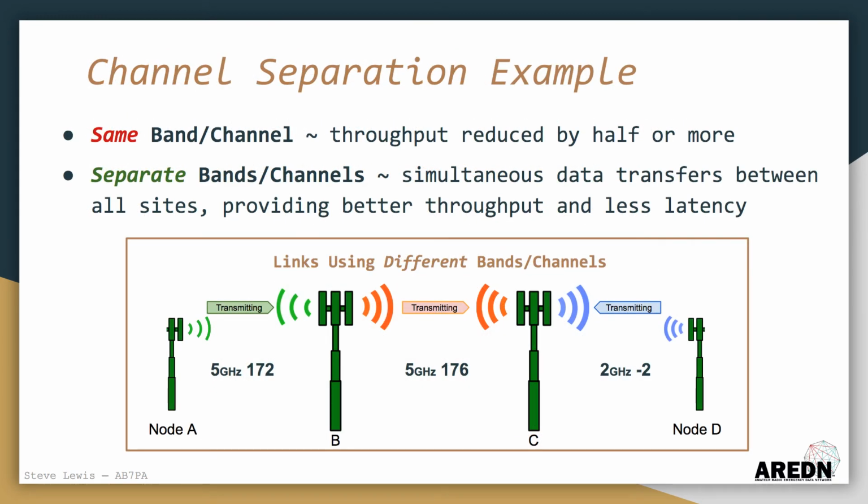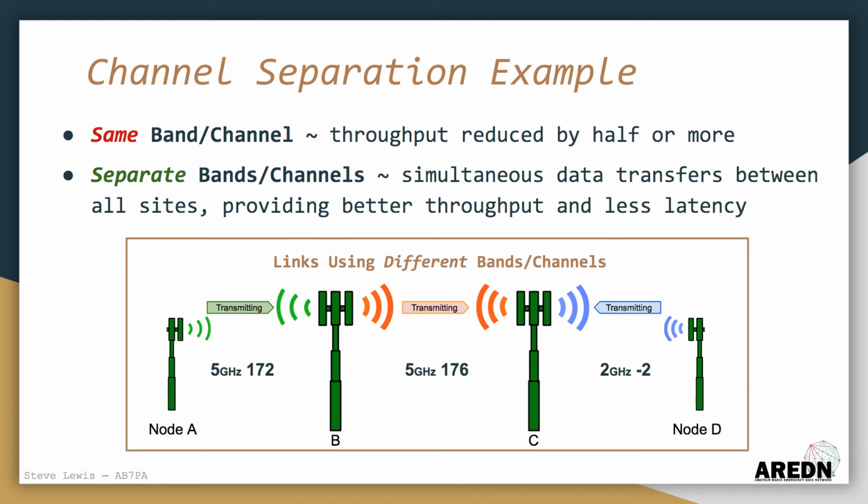If there are too many nodes using the same band and channel, network users may experience poor performance. Here's a simple example to illustrate the issue. It's a 3-link path from node A to tower B to tower C to node D. If all of the links are using the same channel, then only one node at a time can send data. Well, this instantly cuts the throughput by half or more, and it increases latency with protocol overhead. To improve performance, you could configure each link to use a different band or channel. This allows the nodes to transmit simultaneously.